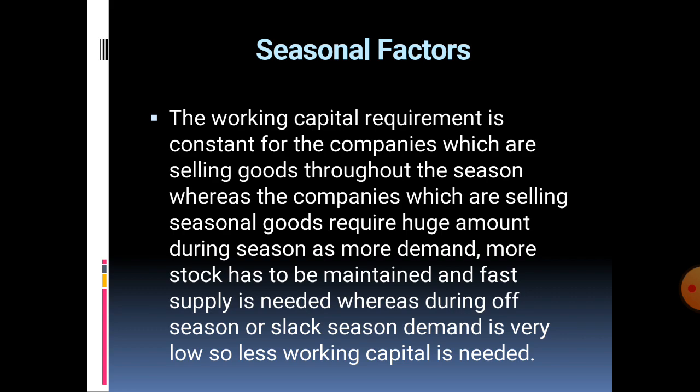The working capital requirement is constant for companies which are selling goods throughout the season, whereas companies which are selling seasonal goods require a huge amount during the season. As the amount of demand rises, more stock has to be maintained and fast supply is needed, whereas during the off season, the slack season, demand is very low and less working capital is needed.